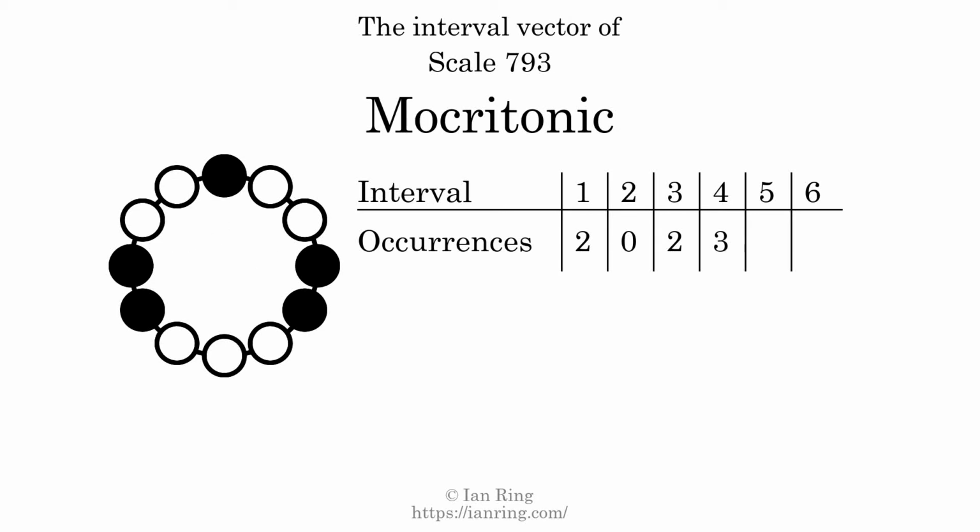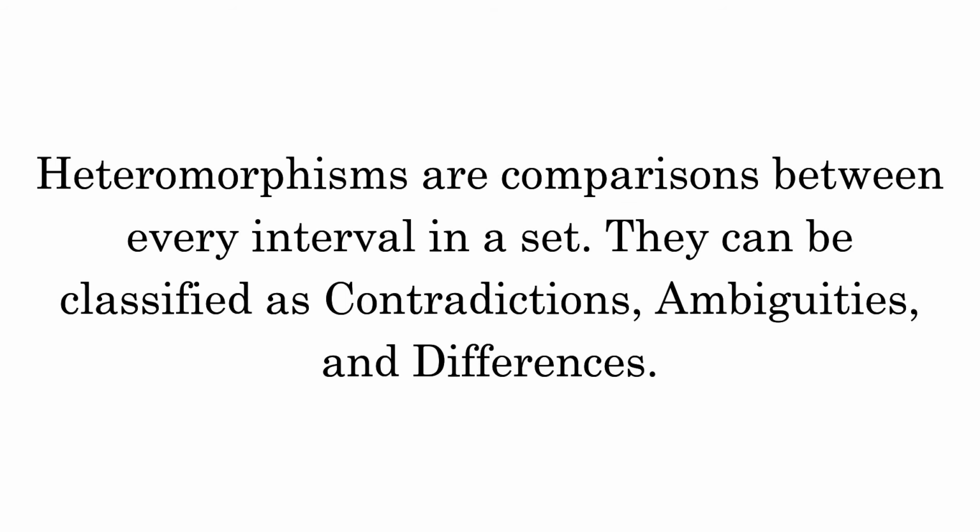There are 3 intervals with the size of 4 semitones. They are here, here, and here. There are 2 intervals with the size of 5 semitones. They are here and here. There is 1 interval with a size of 6 semitones. It is here. Each interval does not appear in this scale a unique number of times, so this is not a deep scale.